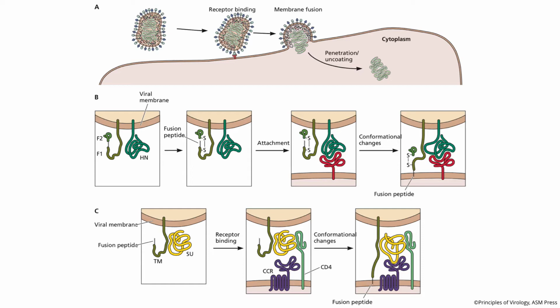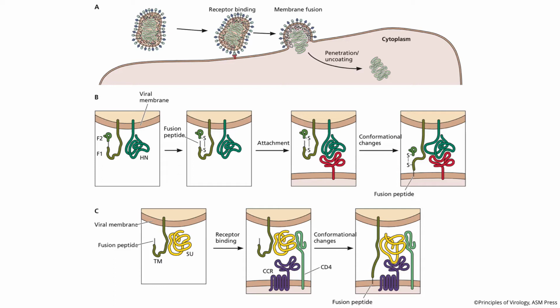So compare the first panel where the fusion peptide is hidden to the last where now the fusion peptide is inserted into the cell membrane. Now how fusion occurs we'll learn about in a few slides. So that's the paramyxovirus measles.